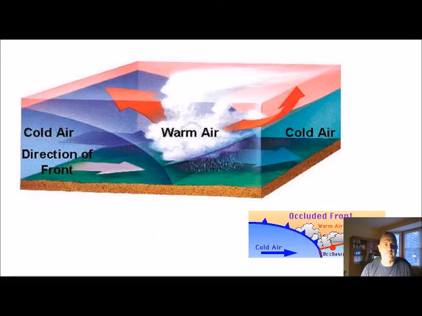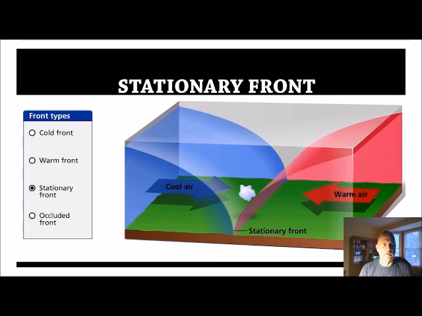Your occluded front, again, you might have cold air here, colder air here, and it's kind of trapping the warm air between. And this is probably the second most intense storms that come along an occluded front. Your stationary front is a cold air front and a warm air front sitting next to each other. Sometimes they may even be moving lateral to each other. And those are those long, drizzly kinds of storms.